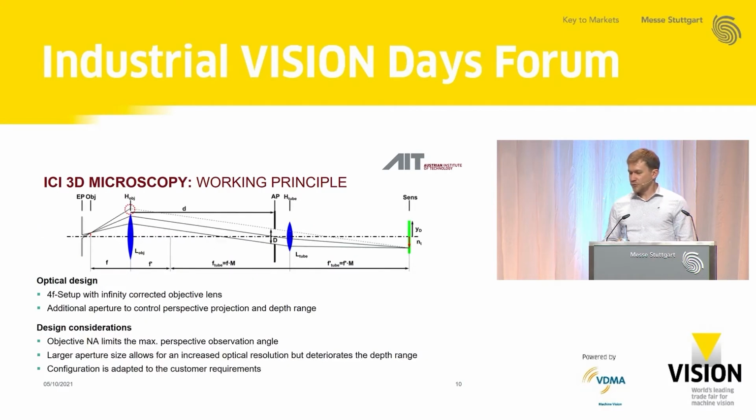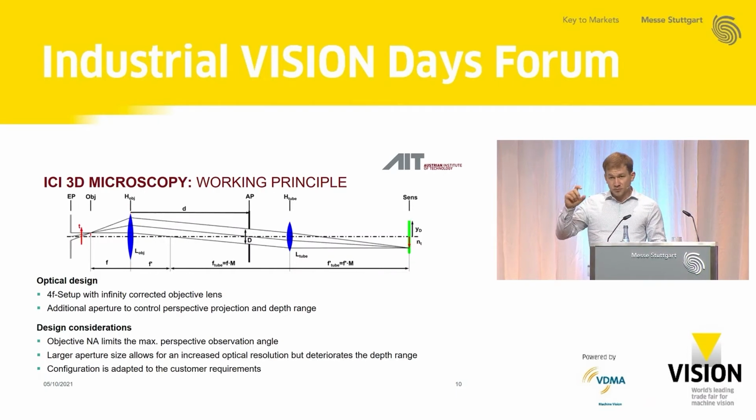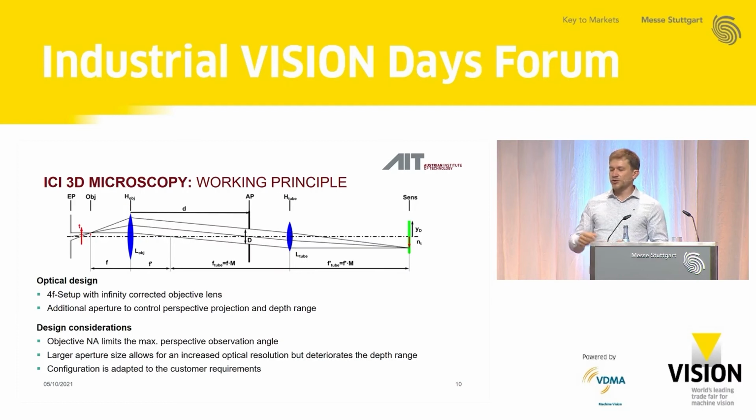Just for a short introduction on the optical constraints that you have. What you basically do in this typical 4F microscope design is introduce an additional aperture, which induces this special projection. And by choosing the diameter of the aperture, you're actually selecting a certain optical resolution, and you're also selecting a certain depth range in which you can inspect this 3D information.